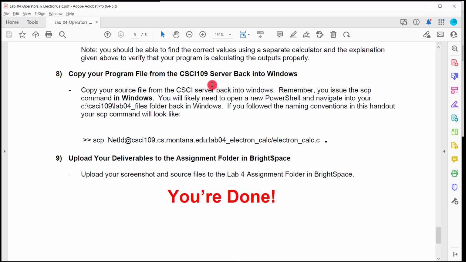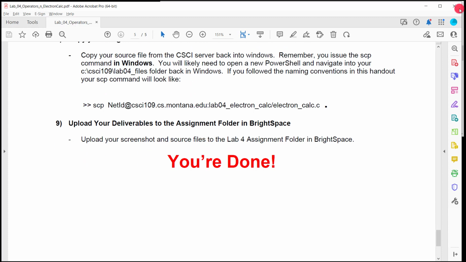And then go ahead and save those in your Windows directory that you created. Secure copy back your source code, upload them to the Brightspace folder, and you are done.